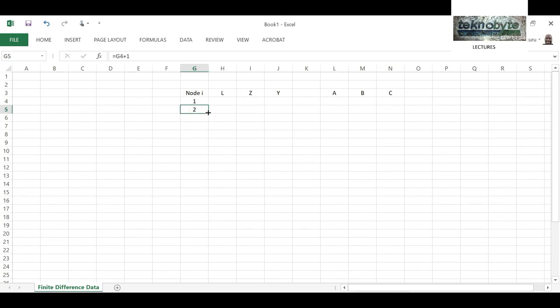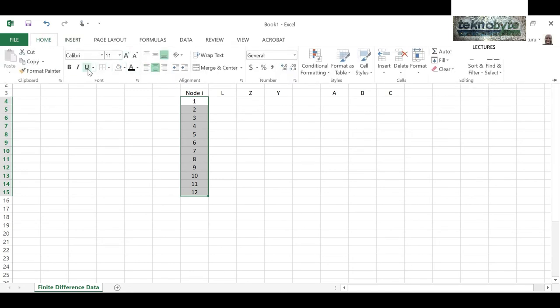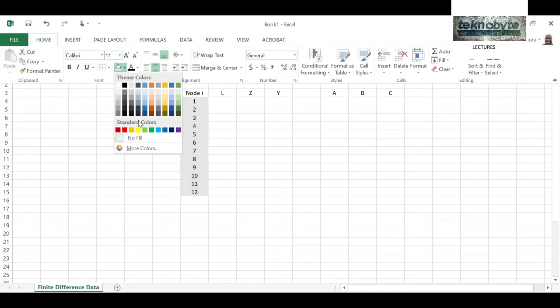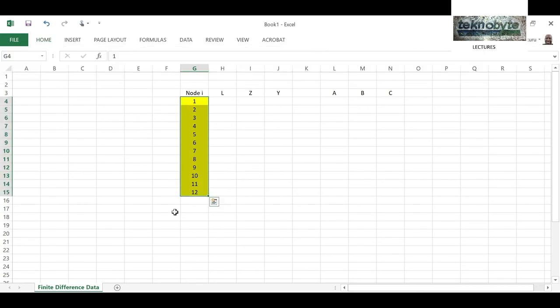For the first section, we start from node 1, and then we go to node 2, and then all the way up to node 12. In fact, we can mark this with a different color, yellow, just to remind ourselves that this is the first piecewise section of the composite line.